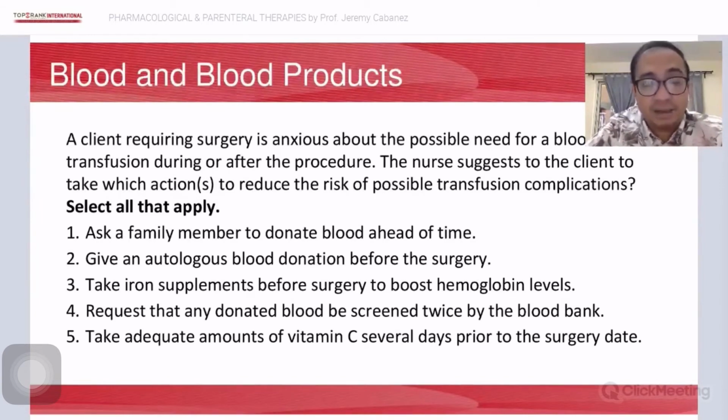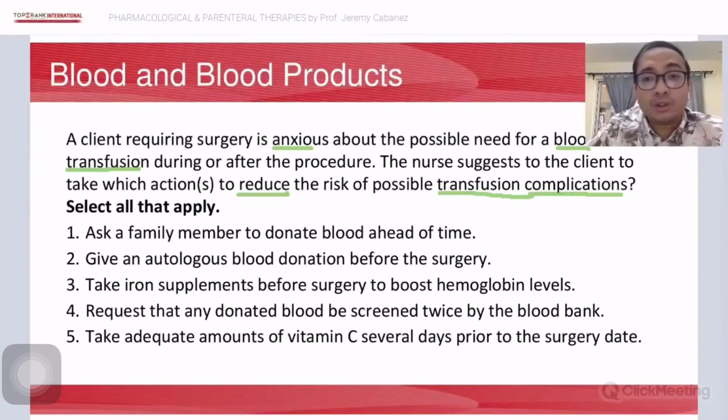Okay, let's read. A client requiring surgery is anxious about the possible need for a blood transfusion during or after the procedure. The nurse suggests to the client to take which action to reduce the risk of possible transfusion complications. So the topic is all about blood transfusion. Okay, ano daw ang concern? They are anxious about the transfusion complication. So the question is how to reduce the possible transfusion reaction.